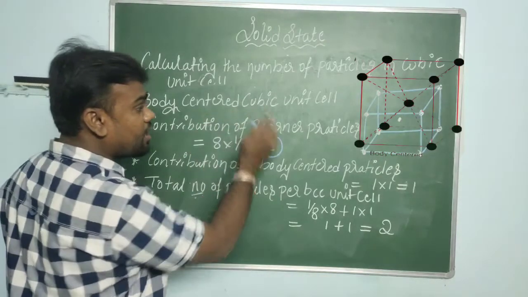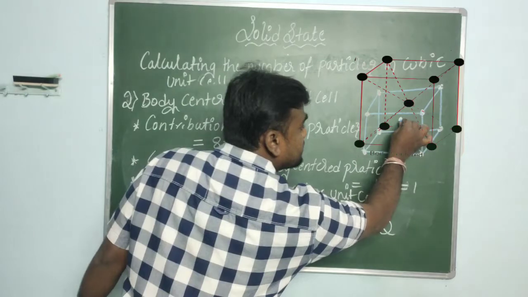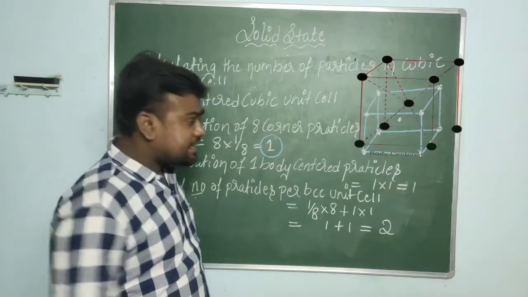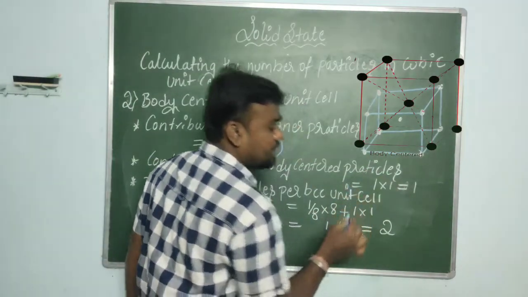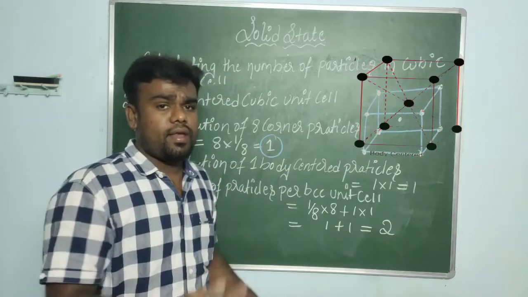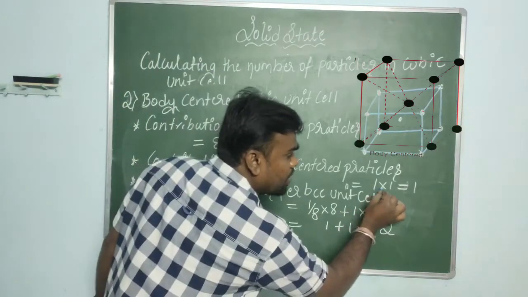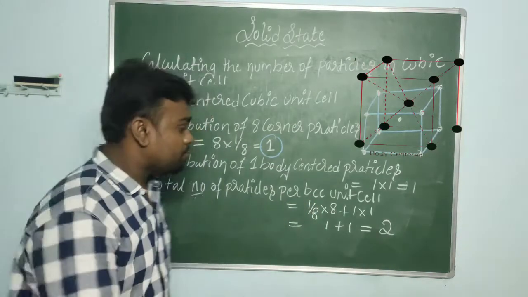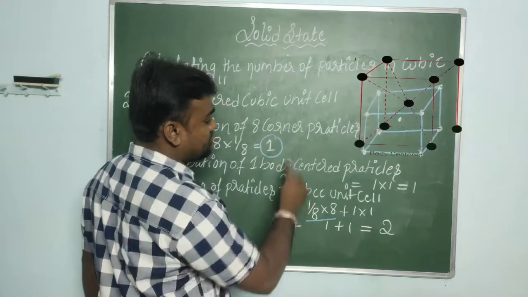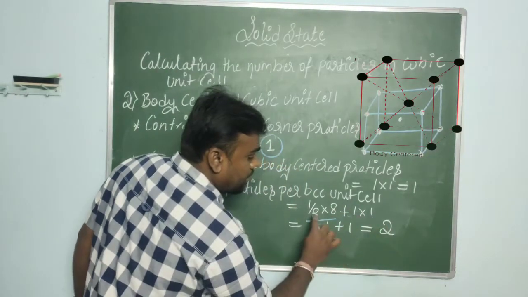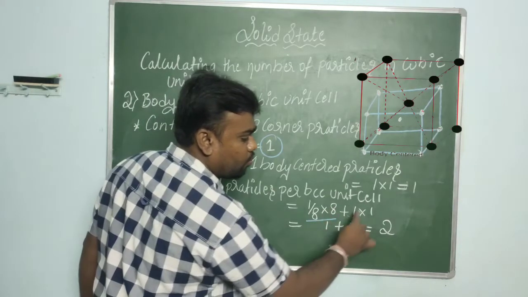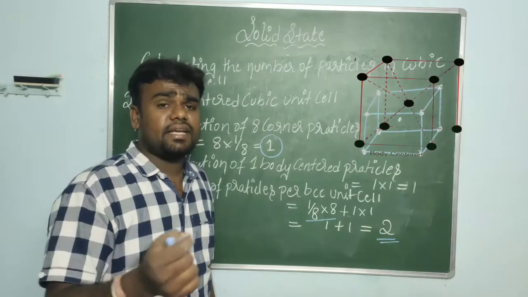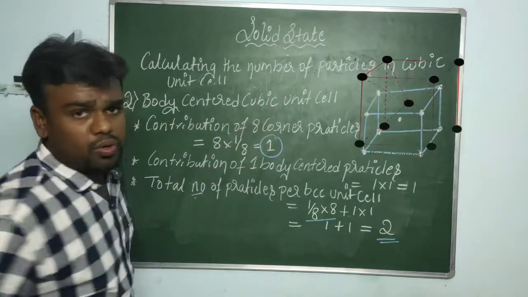Similarly, in body centered, again we use the body. In the cube, it has one body. The contribution of the one body centered particle is only one, 1 into 1, therefore 1. The total number of particles per BCC unit cell: first the corners, 1 by 8 into 8 gets 1, and next the body, 1 into 1, 1. Total 2. The number of particles present in a body centered cubic unit cell is 2.